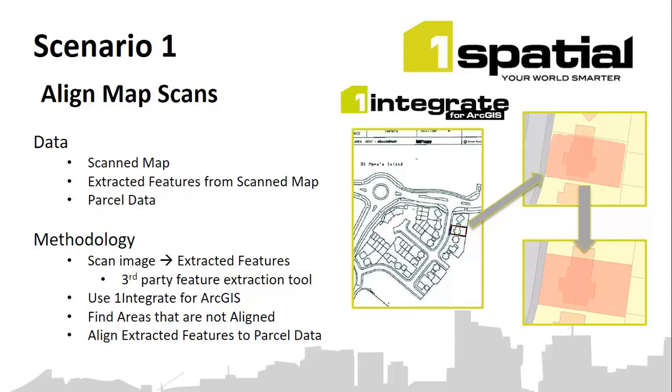For this demonstration, we have a paper map that was scanned, georeferenced, and extracted. The extracted features did not align with the parcel data, leaving many gaps and overlaps. The One Integrate for ArcGIS technology can identify where those gaps and overlaps exist and then align the extracted features with the underlying parcel datasets. Let's go ahead and take a look.